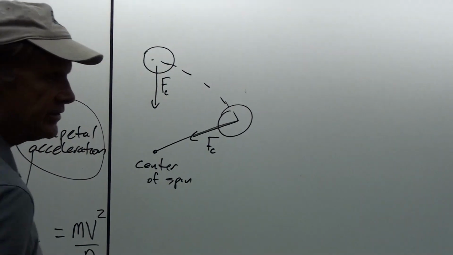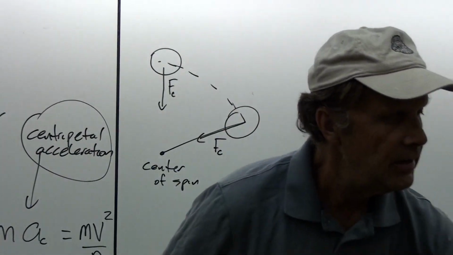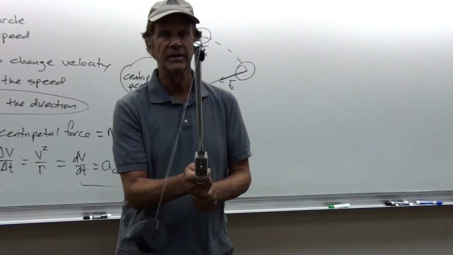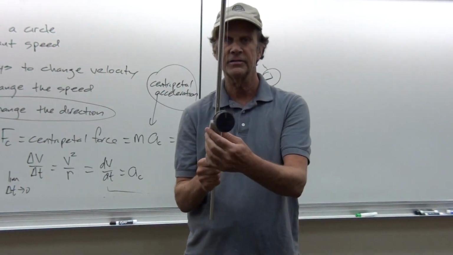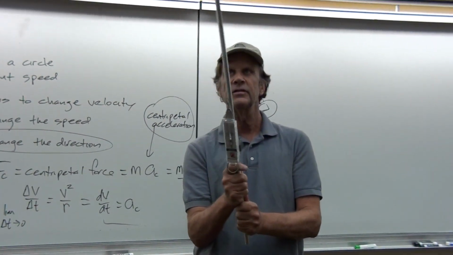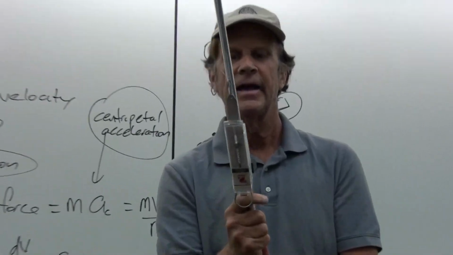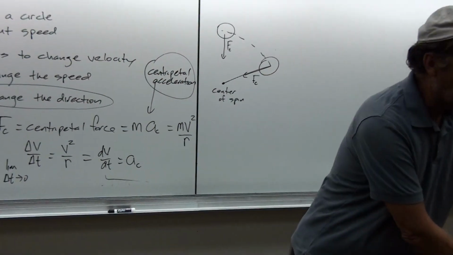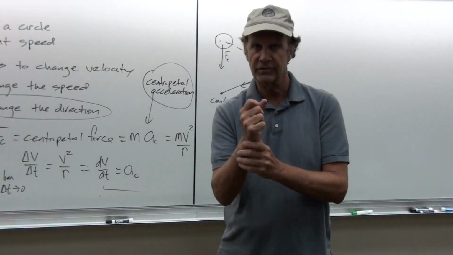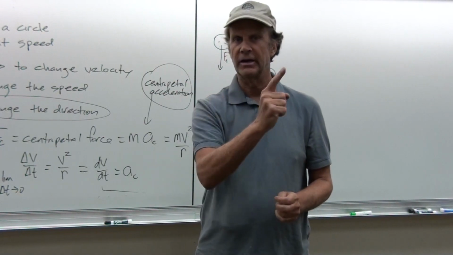And so it takes a certain amount of force to keep something moving in a circle. Here I've got a little scale, so I'm going to move this thing around. And as I go faster and faster, I hope maybe you can see that the scale is moving. And so what that's showing us is that I have to exert force to make that mass go round and round in a circle.